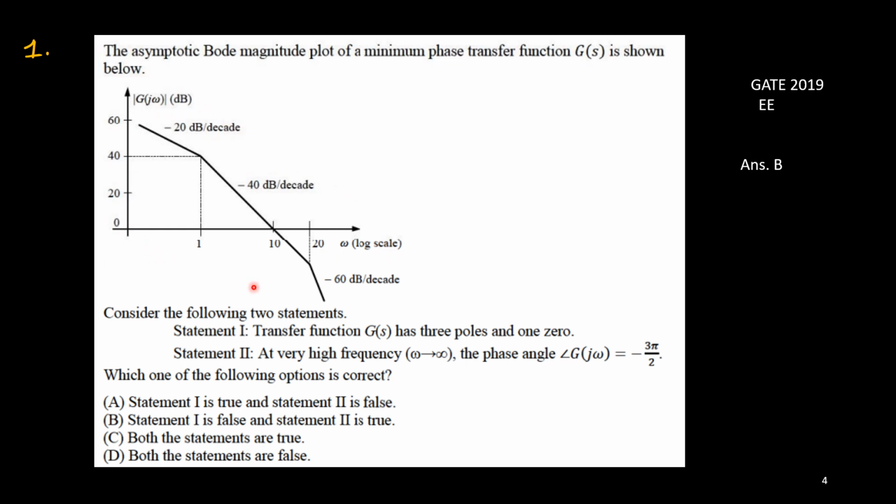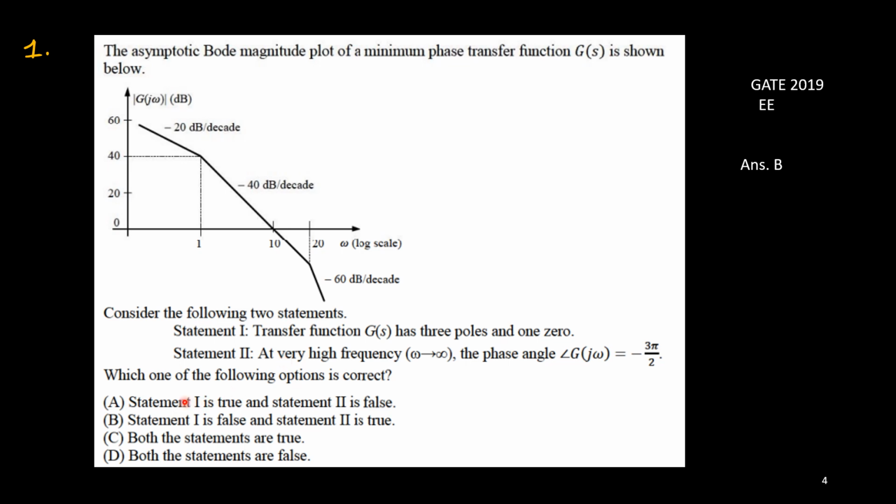Now for this figure, the question is: consider the following two statements. First statement is the transfer function G of s has 3 poles and 1 zero. And second statement is at very high frequency, that is omega tends to infinity, the phase angle of G of j omega is equal to minus 3 pi by 2. Now we need to find out whether these statements are correct or false.